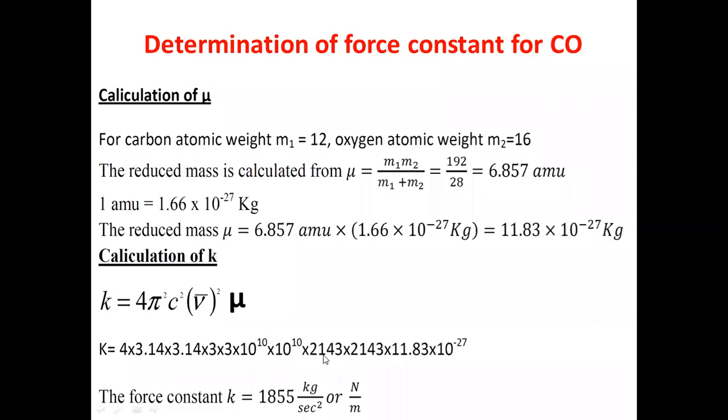If you calculate, we get this value: 1855 kg per second square or Newton per meter. Both are actually the same. Kg meter per second square is Newton, so kg per second square is Newton per meter. The force constant k equals 1855 kg per second square. This is the determination of force constant of carbon monoxide.